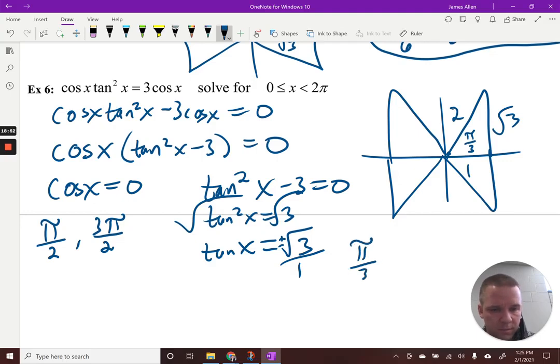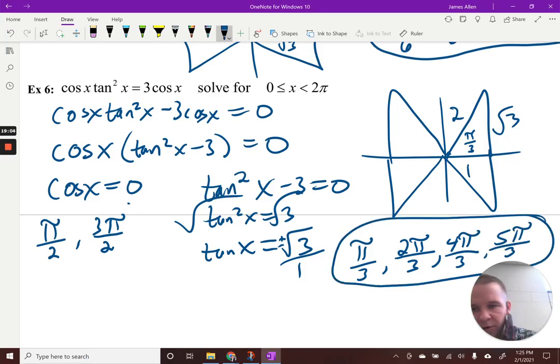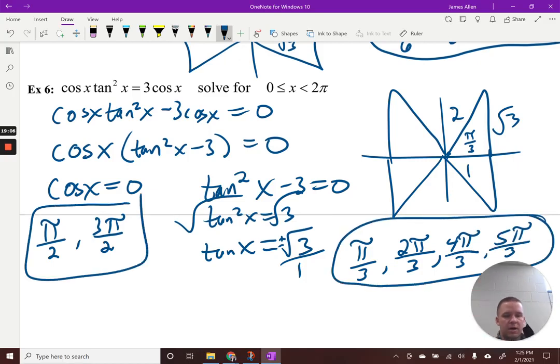So I have pi over 3, 2 pi over 3, 4 pi over 3, and 5 pi over 3. And don't forget about these two. Boom. There's all 6 solutions. I'm not going to write those all again. We've got them right there. Clear as day. Nice stuff.